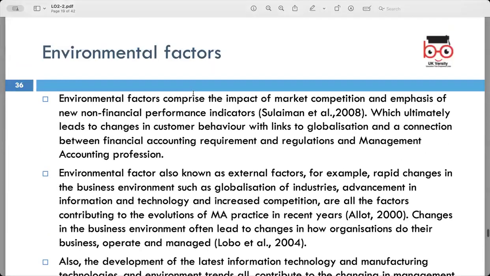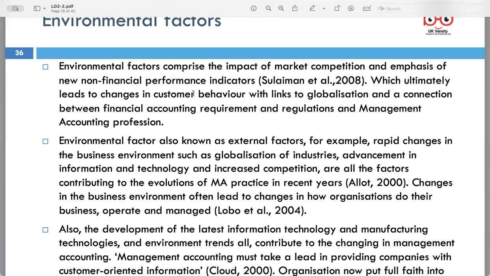Environmental factors. The impact of market rivalry, and the emphasis placed on new non-financial performance metrics are comprised of environmental factors as stated by Suleiman. This in turn results in alteration in the behavior of customers, which can be linked to globalization and connection between the requirements and regulation of financial accounting and the profession of management accounting.